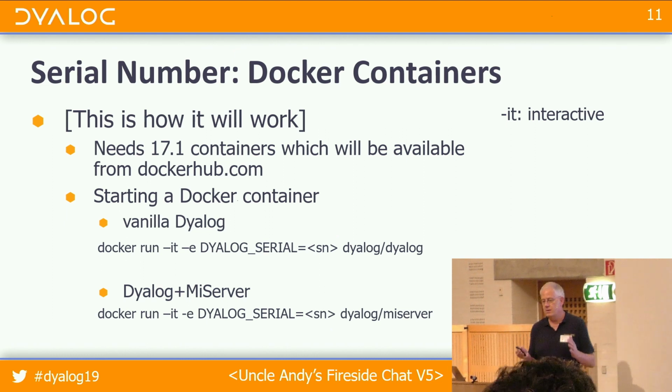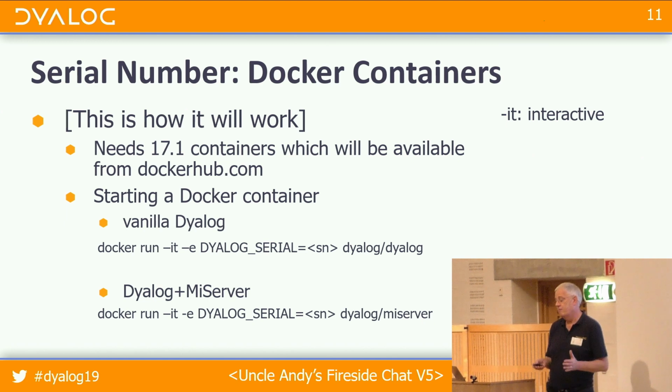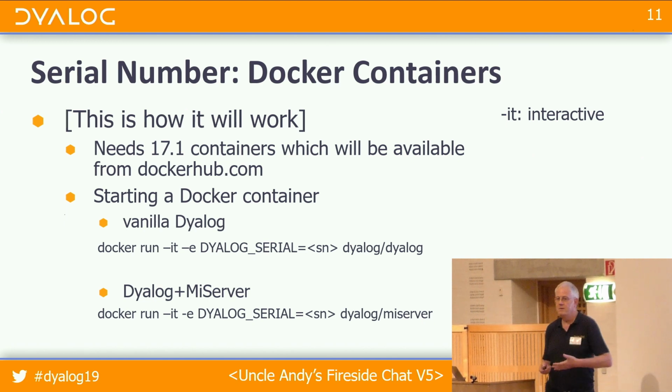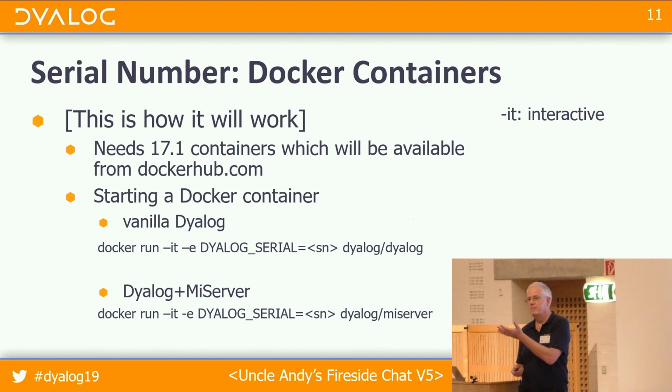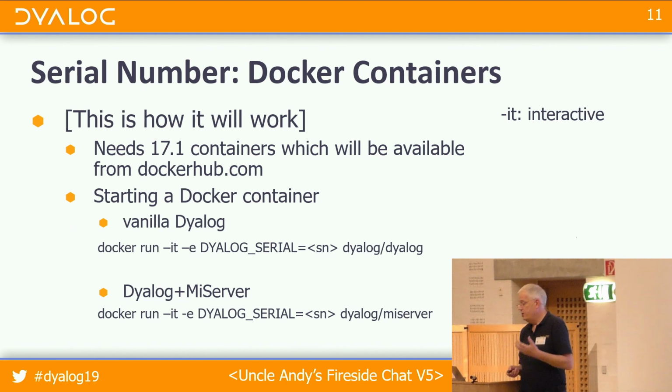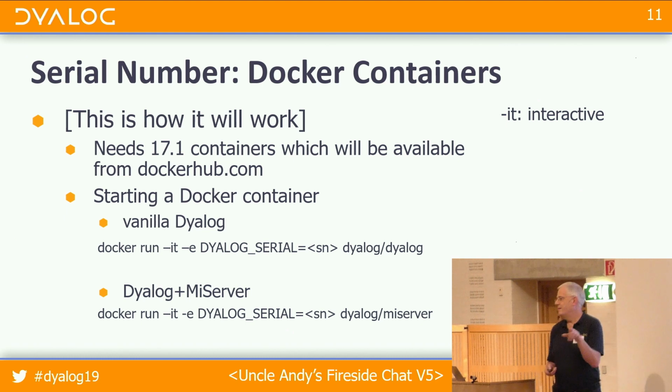When you start a Docker container and you don't specify a serial number in some way, you don't set Dyalog serial, when you start that version of Dyalog APL, it will say unregistered. That may not matter to you when you're just messing about, but particularly when you want to put Docker containers into a commercial environment, commercial use, you probably don't want to see the words, effectively, it's for a commercial use.